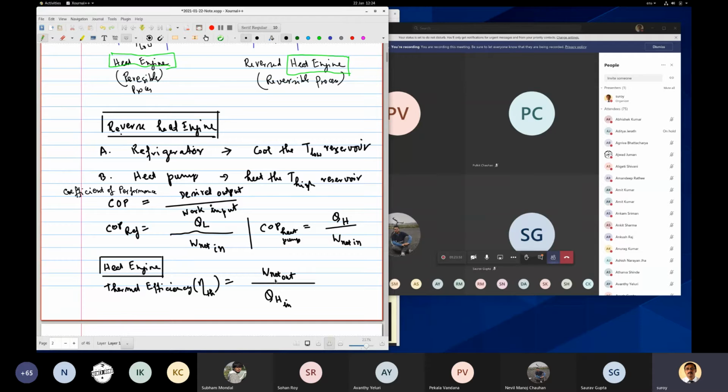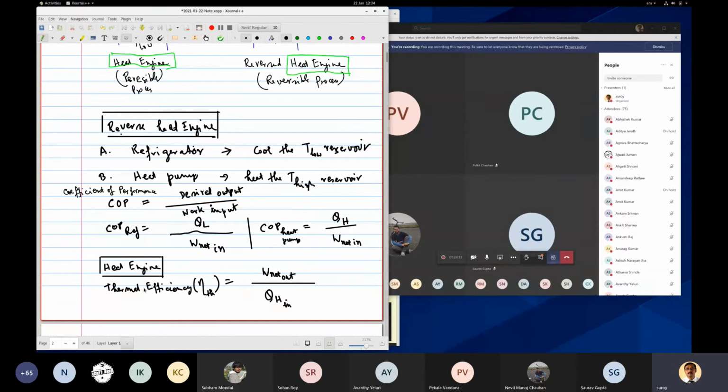W net out is what we desire. So work. And what are we spending? Our fuel, right? That is the heat that we get from the burning coal. So that is at high temperature, QH in, right? And unfortunately, we have to throw away something. That is why the efficiency is not 100%.